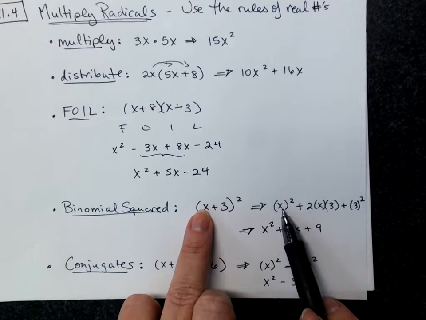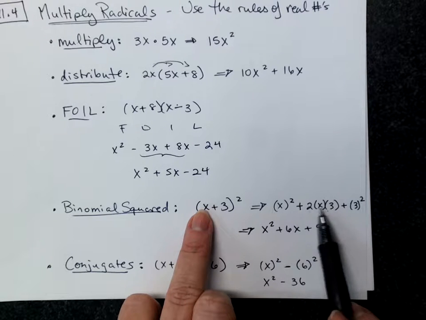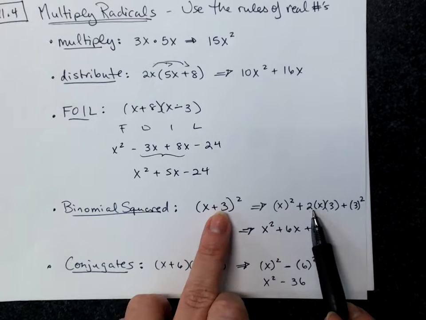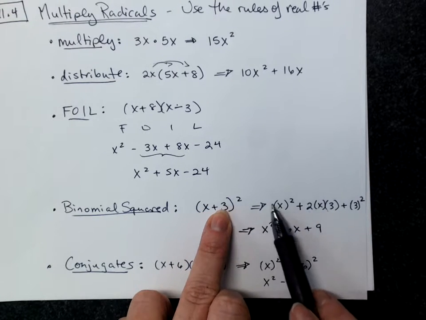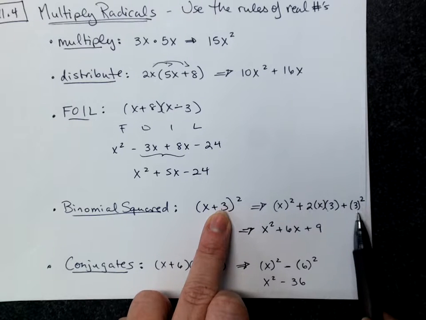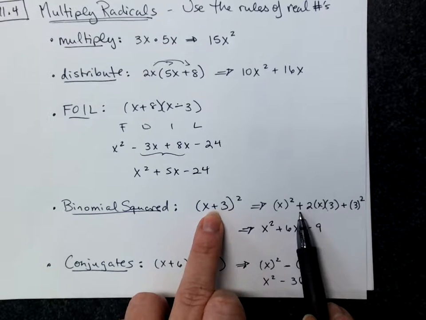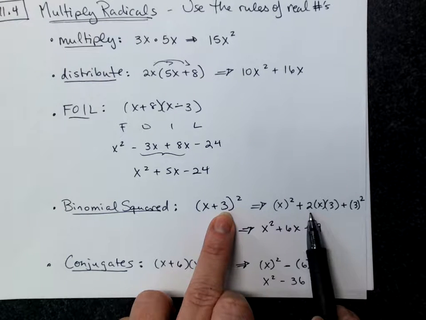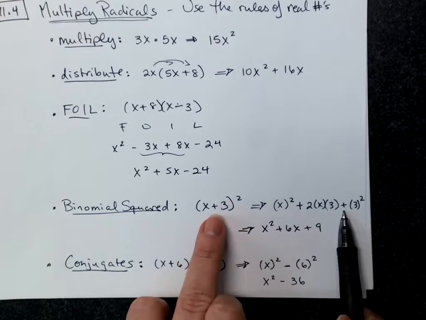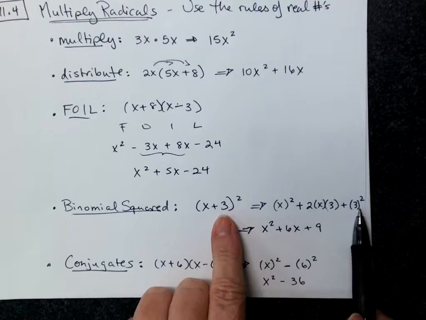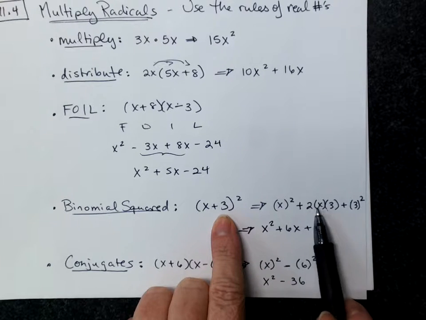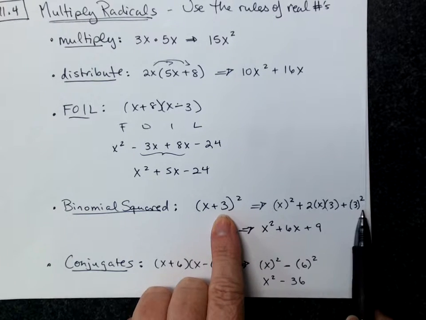So it's your first term, your a squared, your a times your b doubled, and then the L in FOIL will be 3 times 3, or whatever that last term is, squared. So the pattern is the first term squared, plus or minus, depending on what this is, your AB doubled, and then plus, always plus, because it's either positive, positive, or negative, negative, your last term squared. A squared plus or minus 2AB plus B squared.